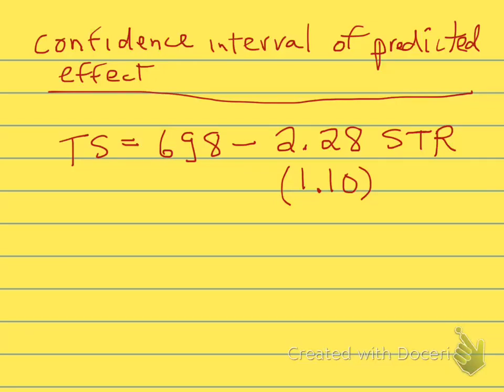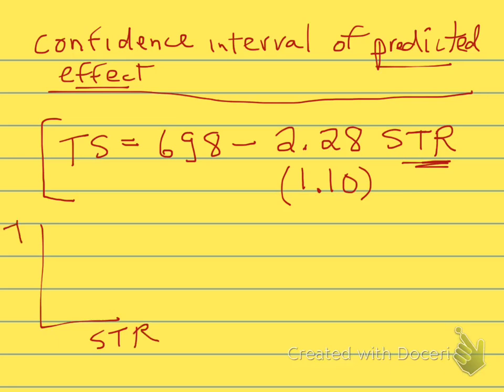Let's take a quick look at how to use the confidence interval to calculate the confidence interval of a predicted effect. So let's go back to our standard example regression, where we have test scores of school districts as the outcome variable and the student-teacher ratio, STR, as the explanatory variable, and the student-teacher ratio has a negative effect on test scores.